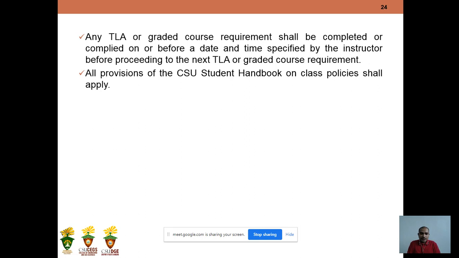Next, all provisions of the CSU student handbook and class policies shall be applied. I assume all of you have already gotten your CSU student handbook, because I saw on the students' Facebook posts that they are claiming their student handbook at the OSAS. So you will read it, and whatever is written in the student handbook is what is implemented in the different courses in this university. It is applied, it is protocol.